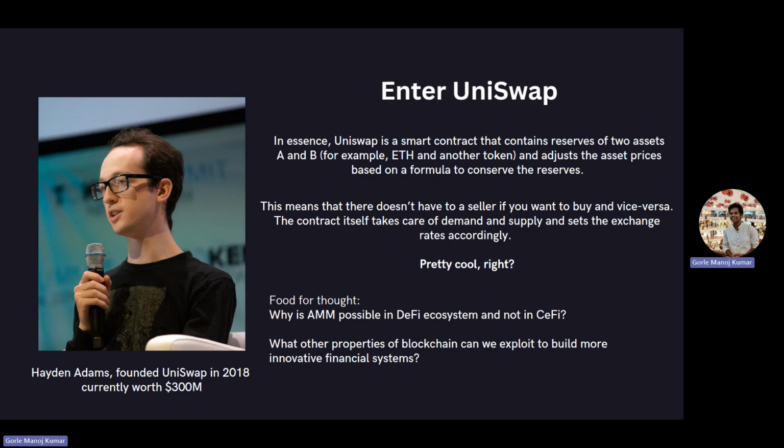The answer is basically that blockchains are immutable, which means that there will be no person who would come in and say, okay, the formula that you have used will be changed and some other formula will be used, which will be beneficial for me, right? So this is one property of the blockchain that has been exploited to create an AMM.